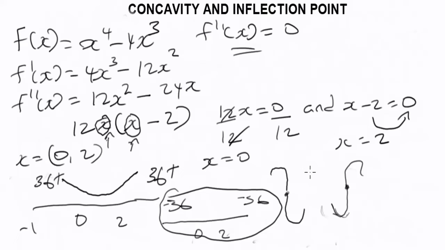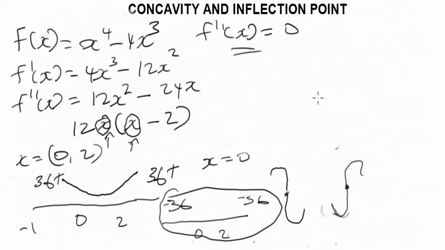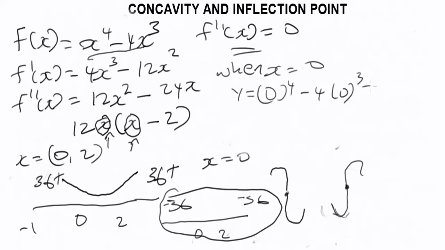Now let's get the inflection point of y, because it might also represent the coordinates of x and y. Since we have the inflection points of x to be 0 and 2, to get that of y, all you have to do is substitute the inflection values of x here. So when x equals 0, f of x, which is y, will be 0 raised to the power 4 minus 4 bracket 0 raised to the power 3. When you simplify, everything will give you 0.